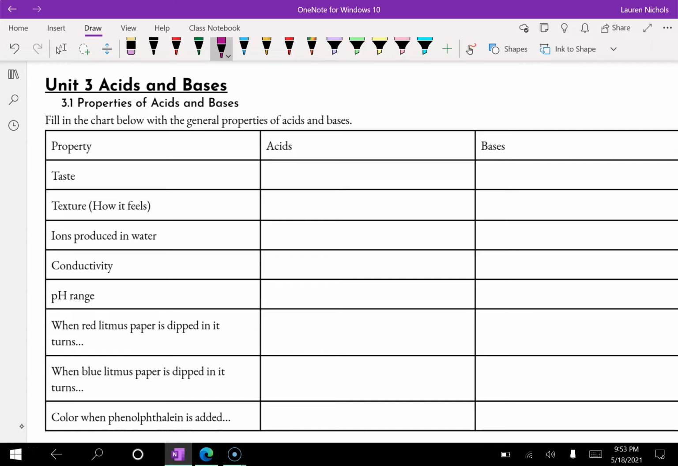And so acids taste sour. So imagine like a lemon, for example, whereas bases taste bitter. Something I don't recommend getting into your mouth is soap, but that kind of taste, the bitter taste that you have if you've ever gotten soap in your mouth, that is what other bases taste like.